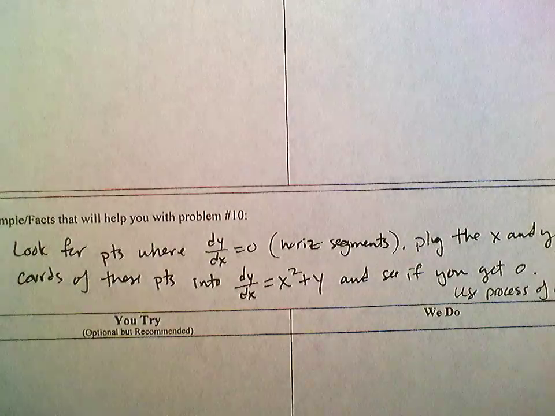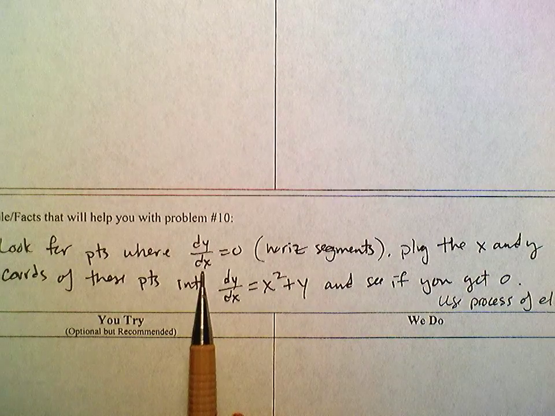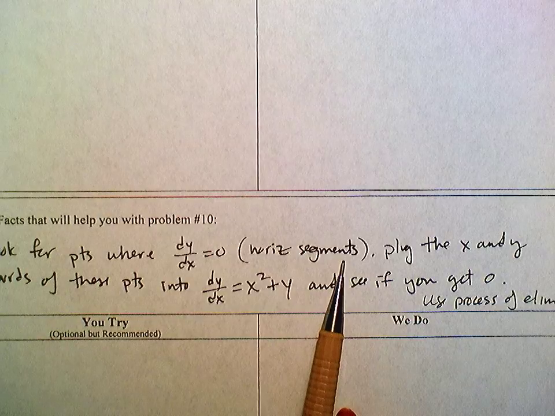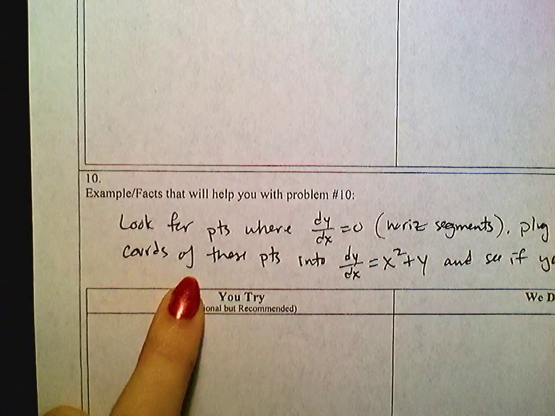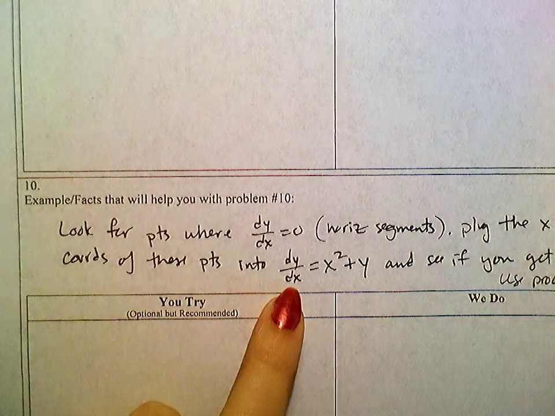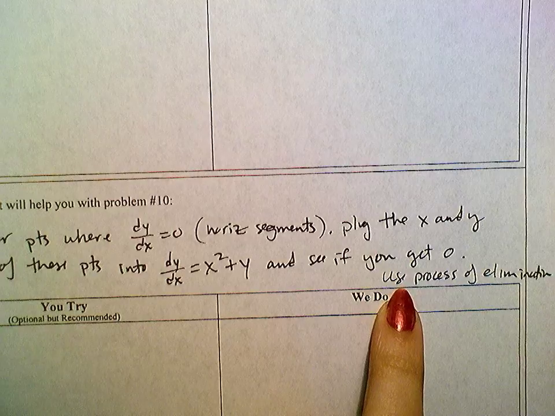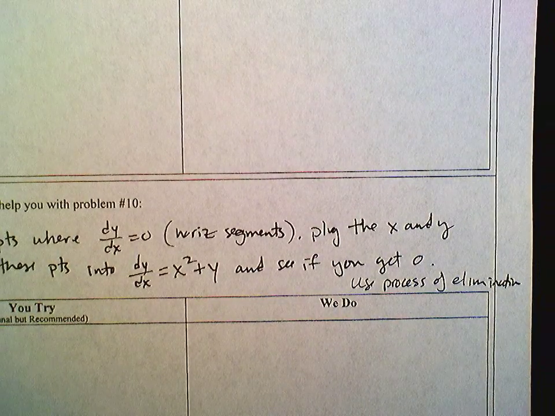Okie dokie, this one, you can absolutely do that. Okay, I'm just going to give you some tips. Look for points where the slope is 0. So you're looking for horizontal segments. Plug the x and y coordinates of these points into this and see if you get 0. Use process of elimination. Really, guys, that's the way to do that.